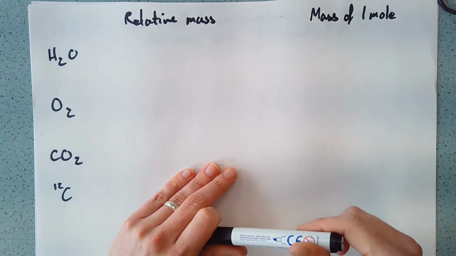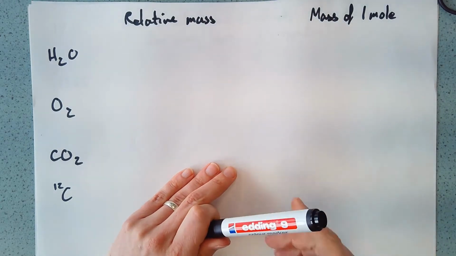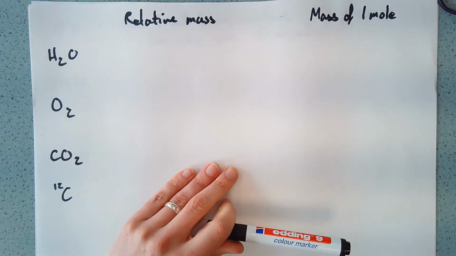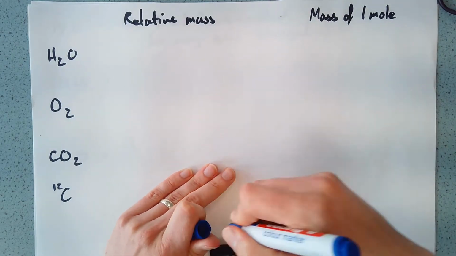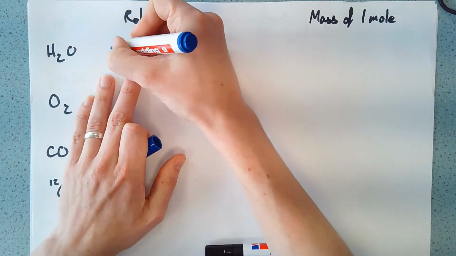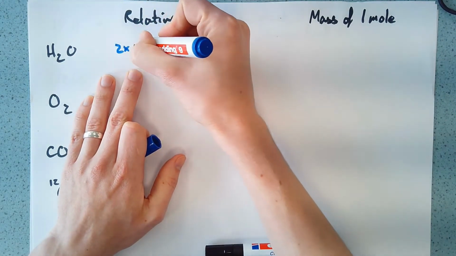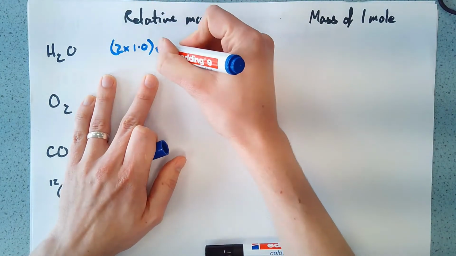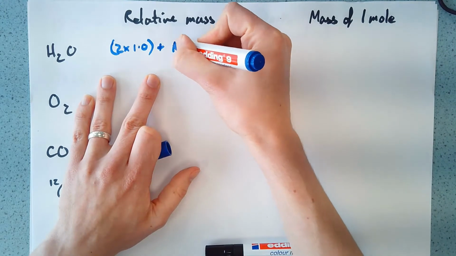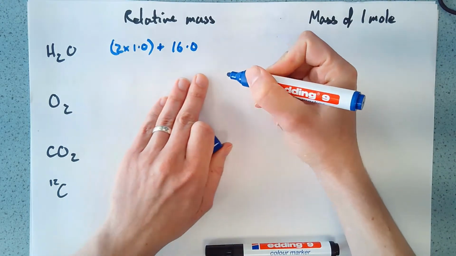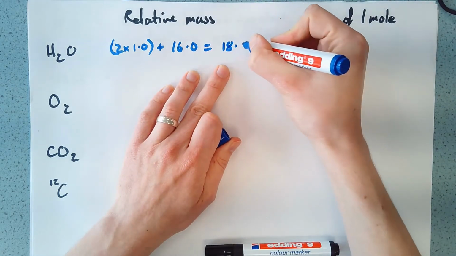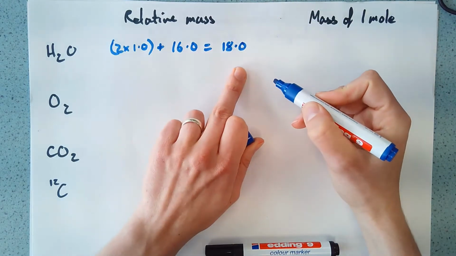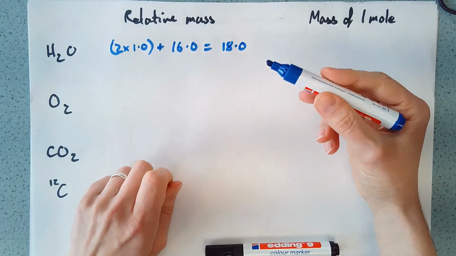Now, we can work this out. We can get around this by taking a ratio. So, for example, if we have water, water is made up of two hydrogen atoms, each with a relative mass of 1, and an oxygen atom, which has a relative mass of 16, and therefore we end up with a relative mass of 18 in total. Okay.